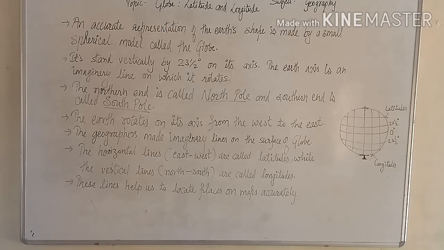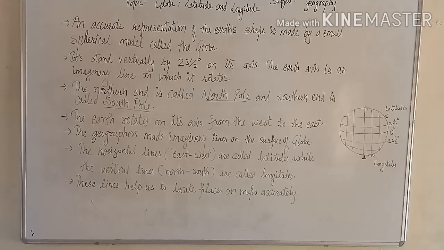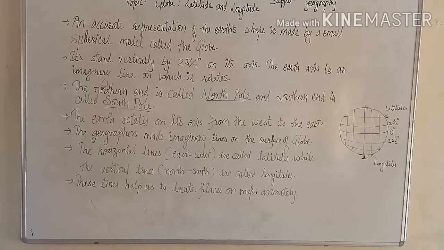Today we will discuss more about the model that is called a globe, which we can easily find in schools or at the stationery shop. So what is a globe and why was it made by the geographers? A globe is an accurate representation of the Earth's shape.